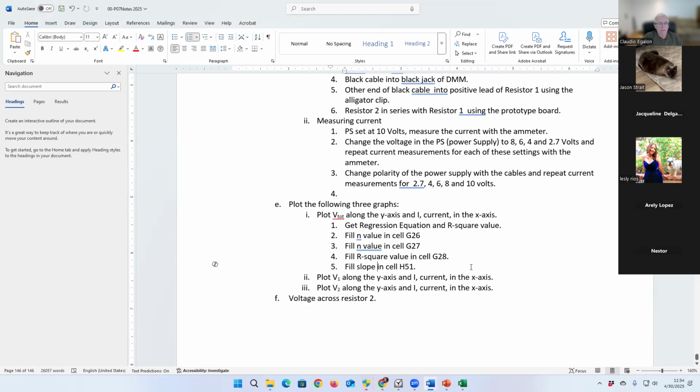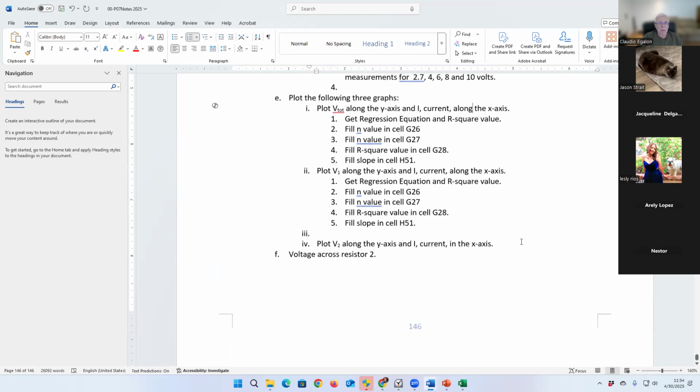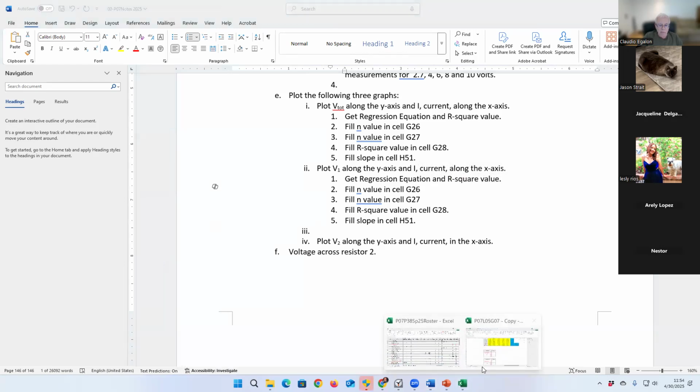Okay. And then you repeat for the other ones, right? Here you go. Plot V1 along the y-axis and I current along the x-axis. See how we're repeating basically what we did before? You just have the cells that are going to be different. Get the regression equation and R square. Let's see which cell is going to be for V1.